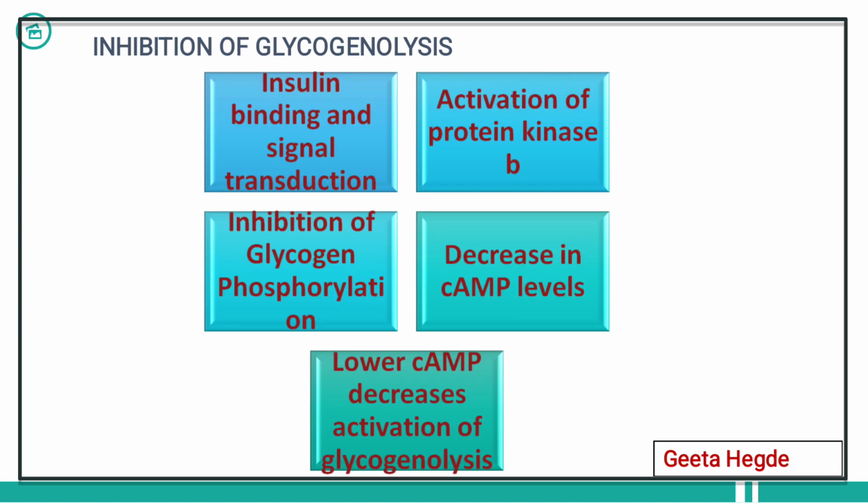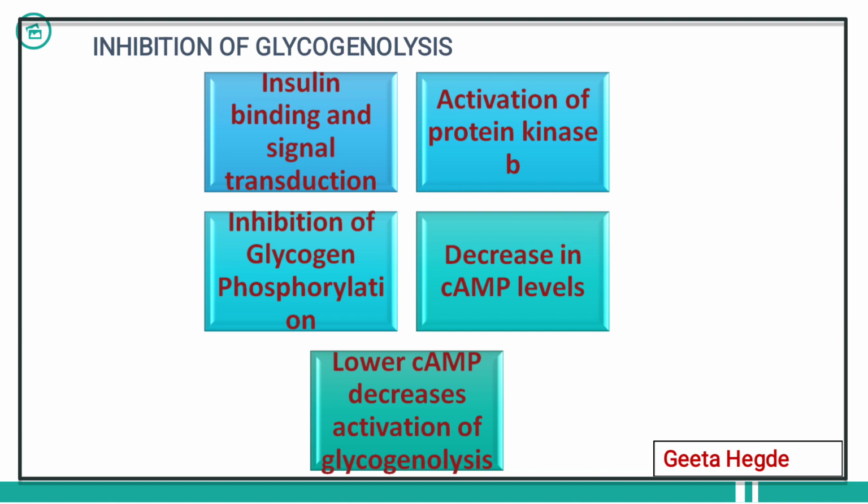The third effect of insulin on carbohydrate metabolism is inhibition of glycogenolysis. Glycogenolysis is breaking down of glycogen into glucose by reducing the activity of enzymes like glycogen phosphorylase. Mechanism of action remains the same. Insulin binds and initiates signal transduction. Second step is activation of protein kinase B. Third is inhibition of glycogen phosphorylase.